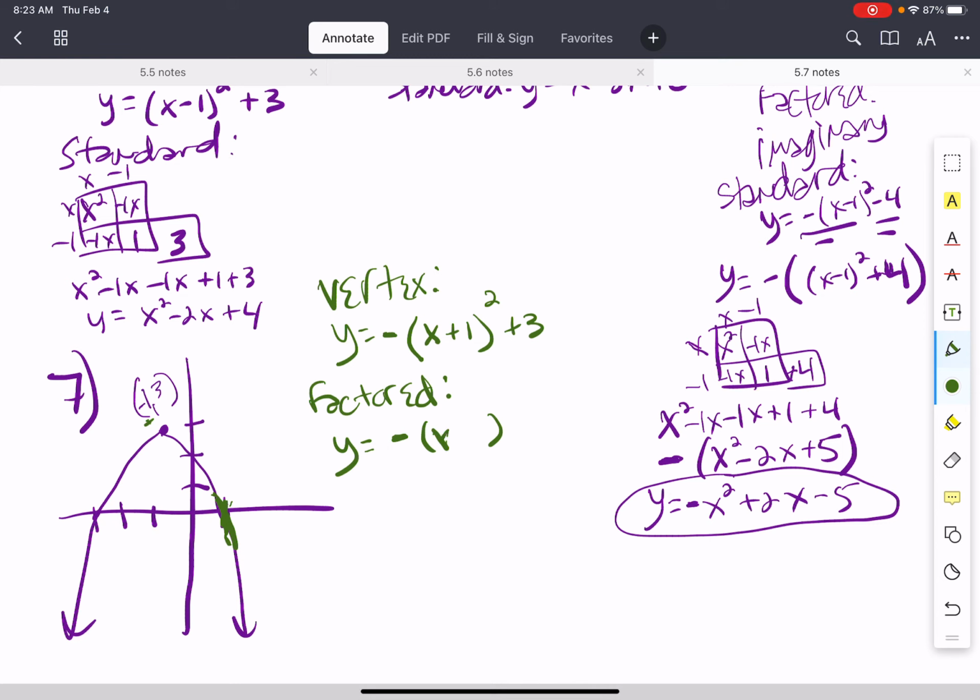And x plus 3, right? Good. If you have a graphing calculator, there's an easy way to check your answers, right? Graph your equation and see if it matches the picture.